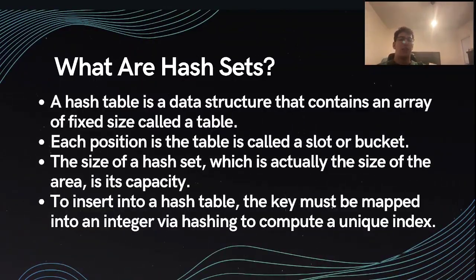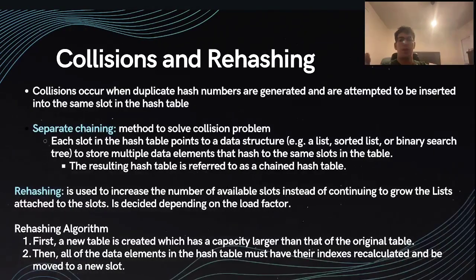So what are hash sets? A hash table is a data structure that contains an array of fixed size called a table. Each position in the table is called a slot or a bucket, and the size of a hash set, which is actually the size of the table, is its capacity. To insert into a hash table, the key must be mapped into an integer via hashing to compute a unique index. So what do we mean by this?